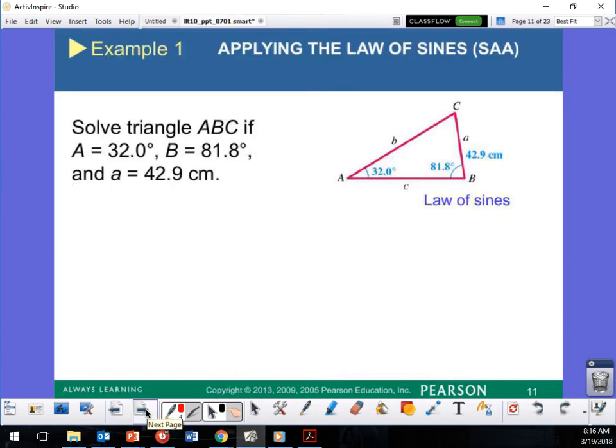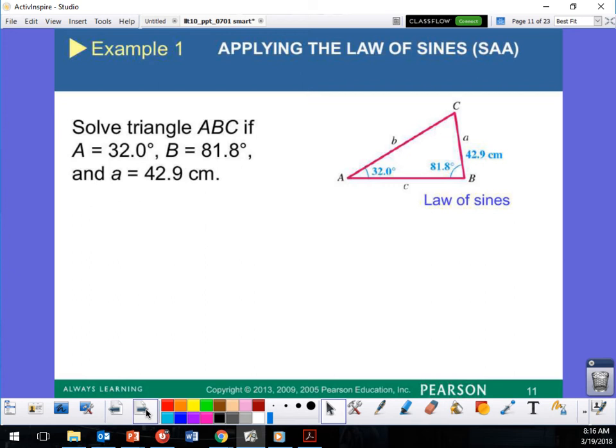Solve the triangle. Given capital A, capital B, and little a, first solve for C. How can I solve for big C? I don't need the Pythagorean theorem. All triangles add up to what? 180. Very good. All triangles will add up to 180.